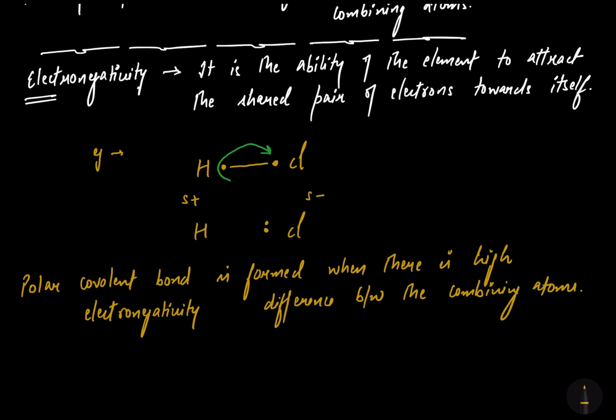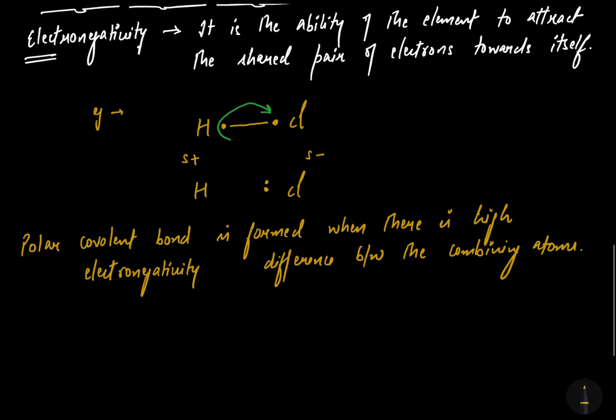So the electronegativity of chlorine is greater than hydrogen. That's why chlorine has attracted the shared pair of electrons towards itself. So chlorine is acquiring a delta negative charge and hydrogen is acquiring the delta positive charge. So it is the polar covalent bond which is formed due to the high electronegativity difference between the hydrogen and the chlorine. So hope you got this thing.